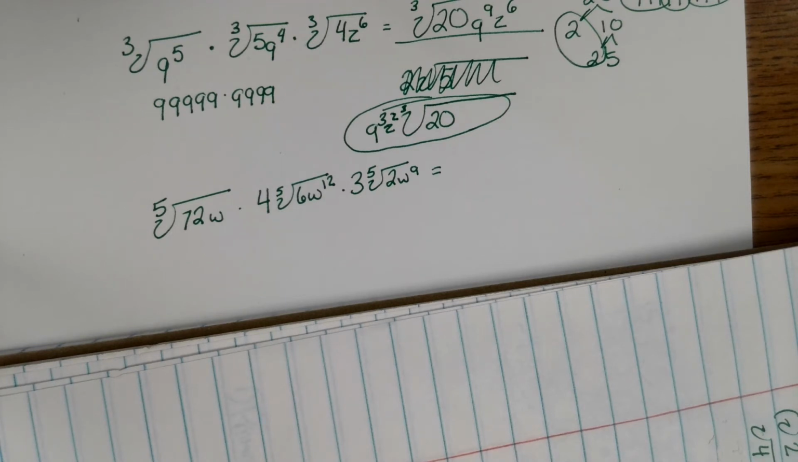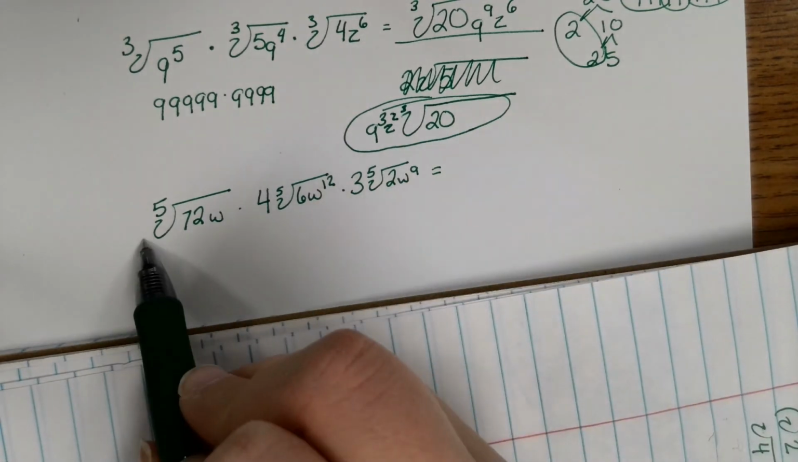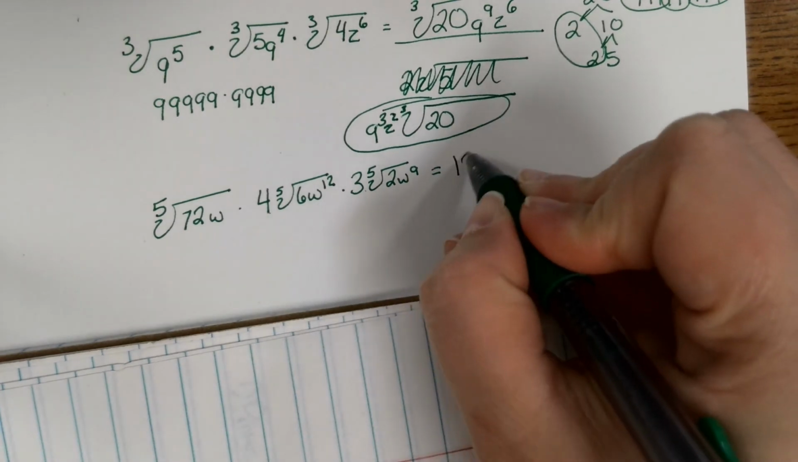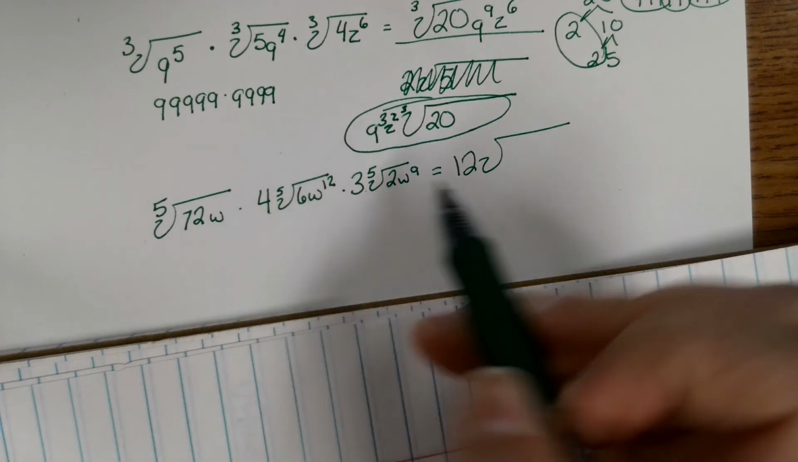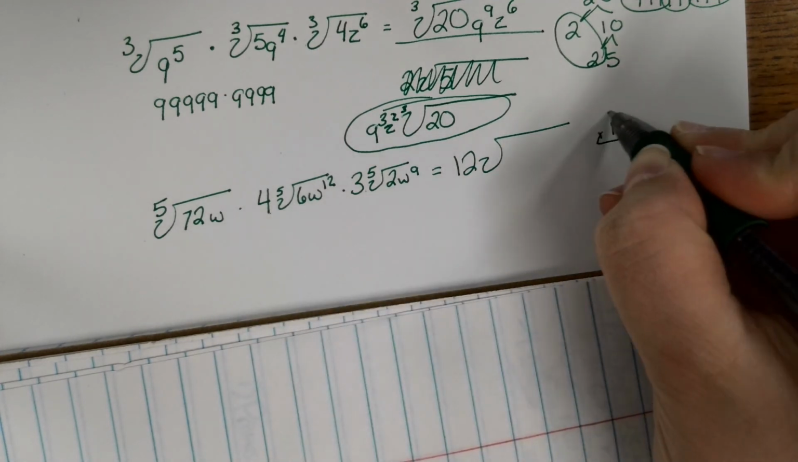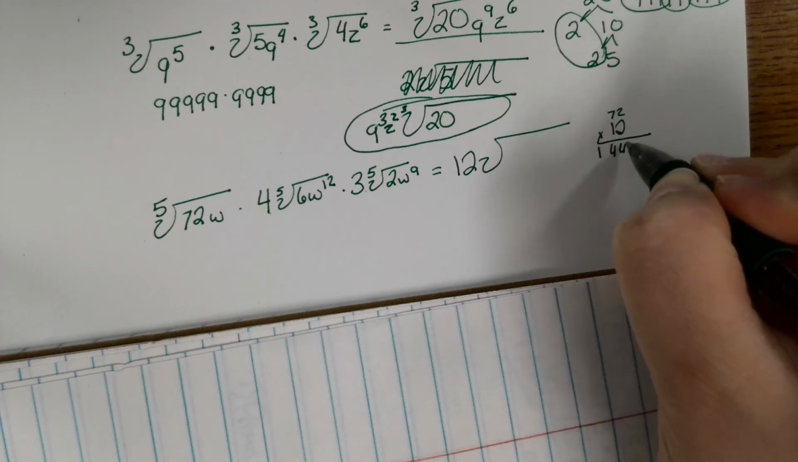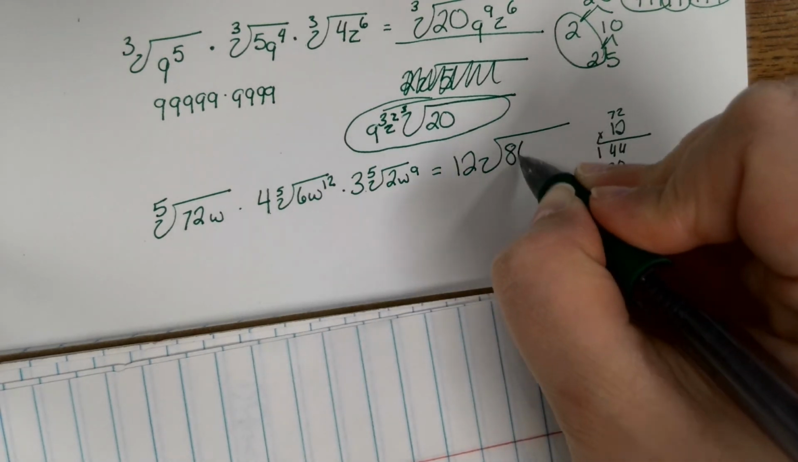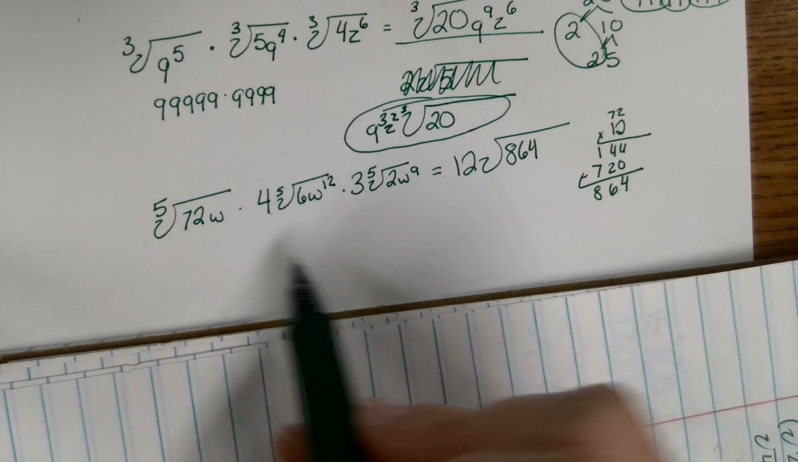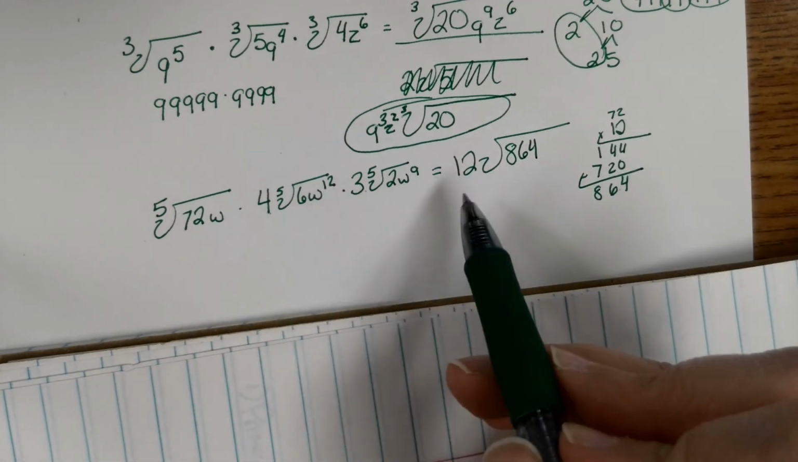All right. Now, first of all, your little indexes need to match. They're all to the 5th, whatever. Okay? Now, let's combine our insides and our outsides. Multiply your coefficients, your leading numbers. A 1 times a 4 times a 3 is 12. On the inside, I have 72 times 6 times 2. You are allowed to use your calculators. You're welcome to. 864.